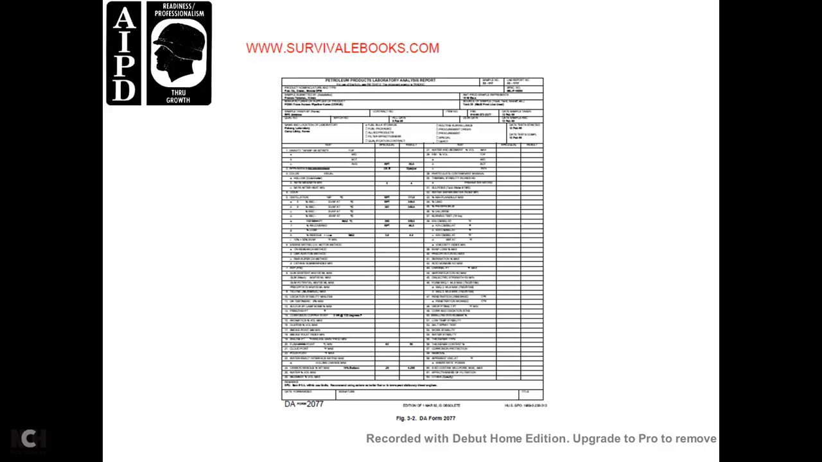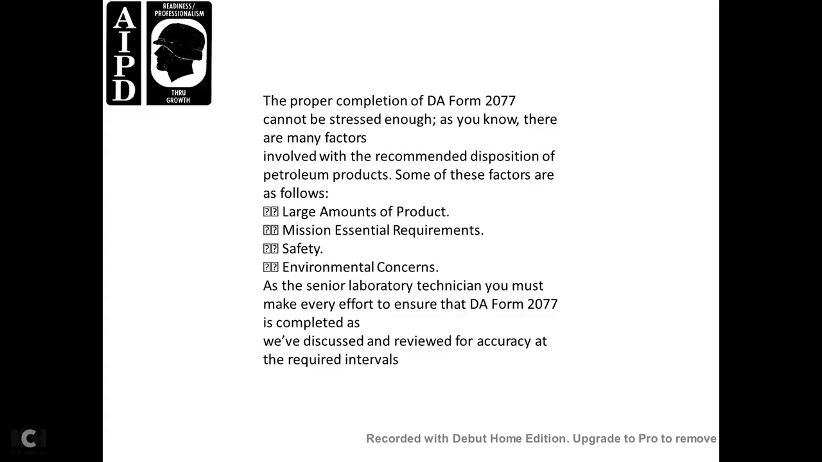This is the DA Form 2077, Petroleum Laboratory Analysis Report for Petroleum Products. The proper completion of the DA Form 2077 cannot be stressed enough. As you know, there are many factors involved in the recommendation of disposition of petroleum products. Some of these factors are large amounts of product, mission-essential requirements, safety, and environmental concerns. As a senior laboratory technician, you must make efforts to ensure the DA Form 2077 is completed, discussed, and reviewed for accuracy at the required intervals.